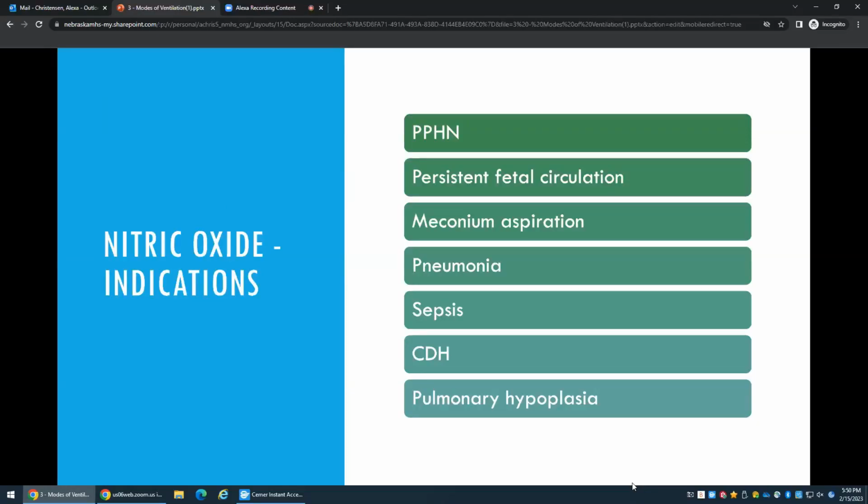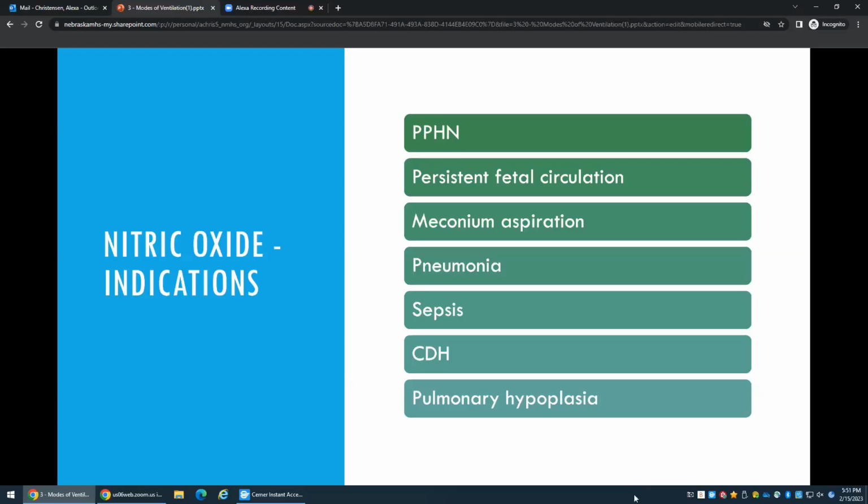Indications: PPHN, persistent fetal circulation, meconium aspiration, pneumonia, sepsis, all these things. Basically, any disease process that's going to result in severe hypoxia. If they have PPHN, that's going to be obviously diagnosed by an echo. Nitric oxide is a very, very potent vasodilator. So if you have high pulmonary pressures caused by PPHN or caused by severe sepsis, nitric oxide is going to bring those pulmonary pressures down.